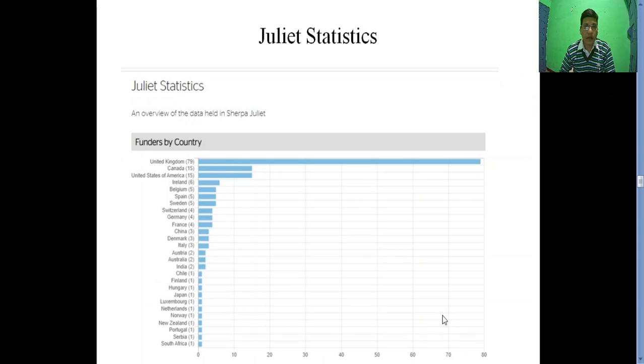This is the statistics. A Juliet statistic, country-wise, of how many funders are available in this Juliet database. United Kingdom 79, Canada 15, and India also, two funders' names are included here.